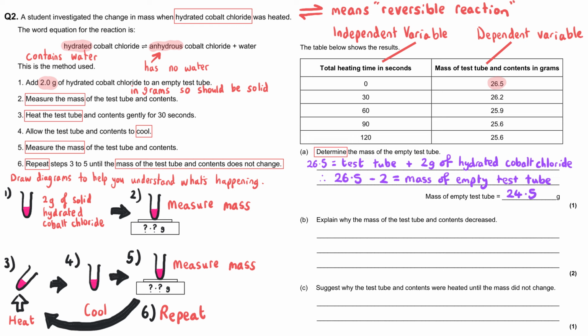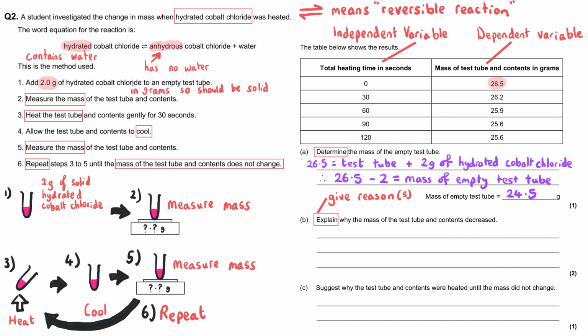And then we need to explain why the mass of the test tube and its contents decreased as time passed, in other words, as we heated it. Well, there's 2 marks for this question, so we can't just simply say one thing. The first thing that we should say is that we're producing water vapour. There was water inside the hydrated cobalt chloride, and that water will have left those crystals, and it will have been produced as a gas.